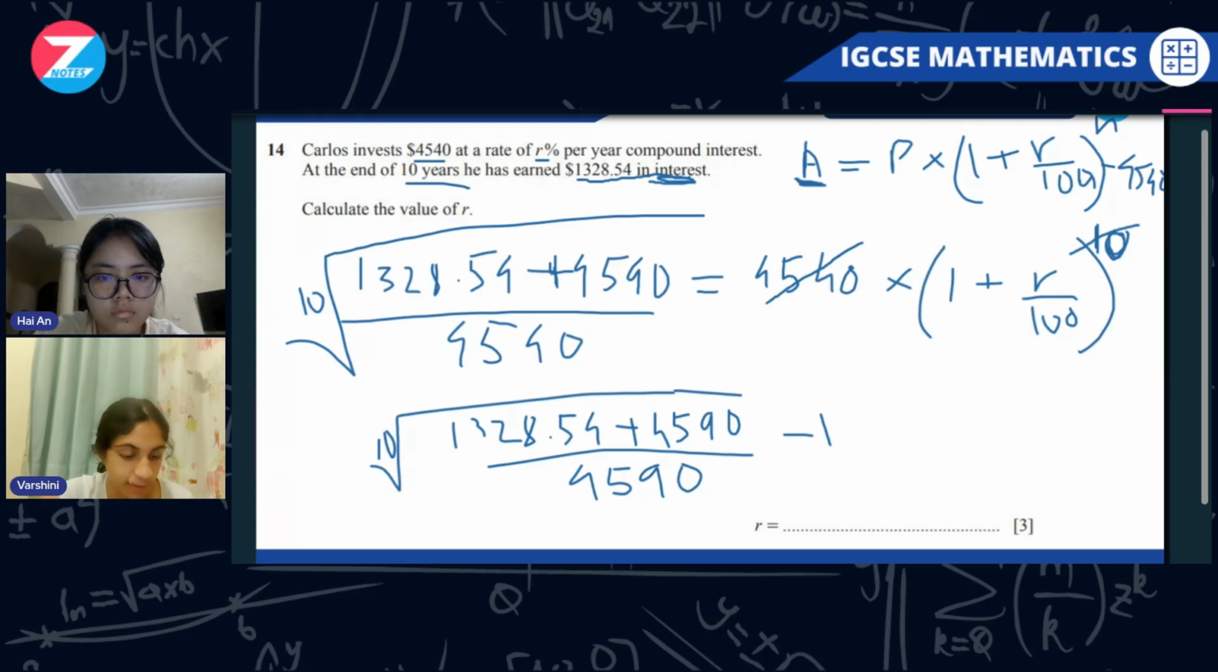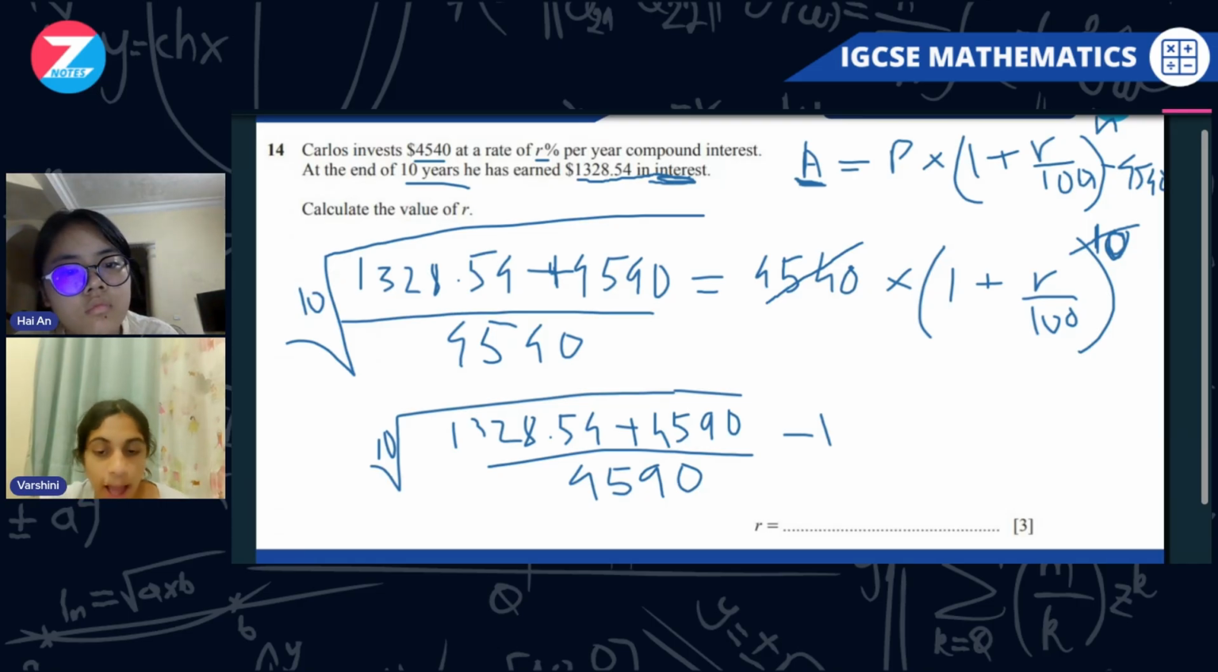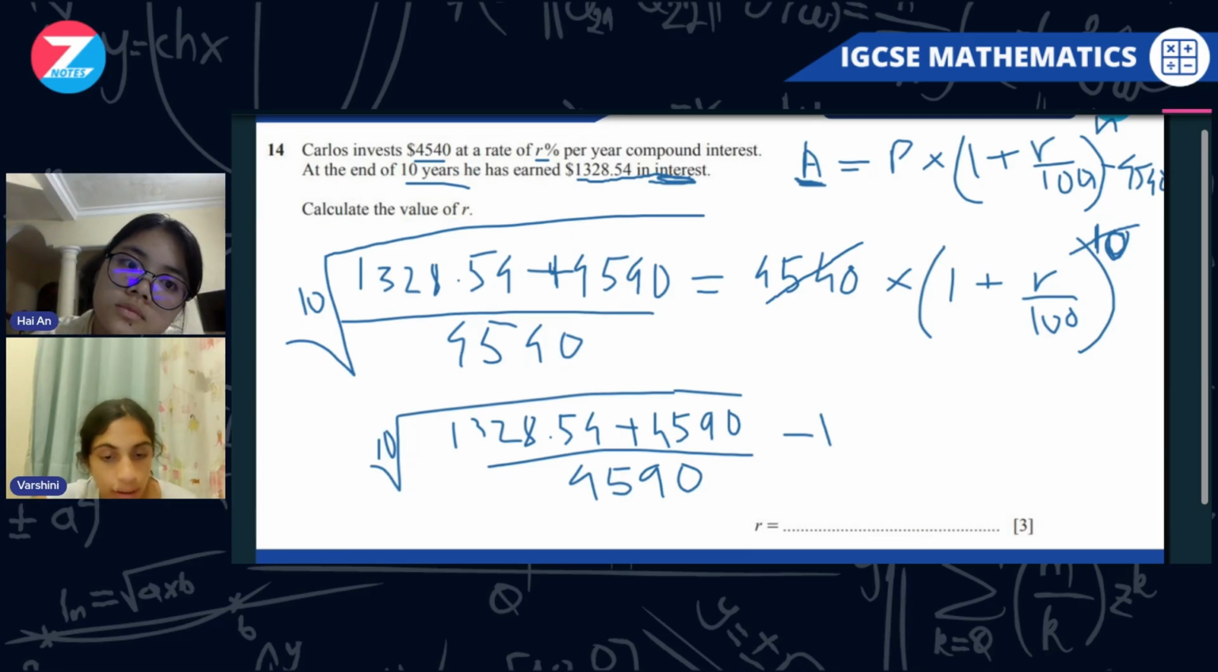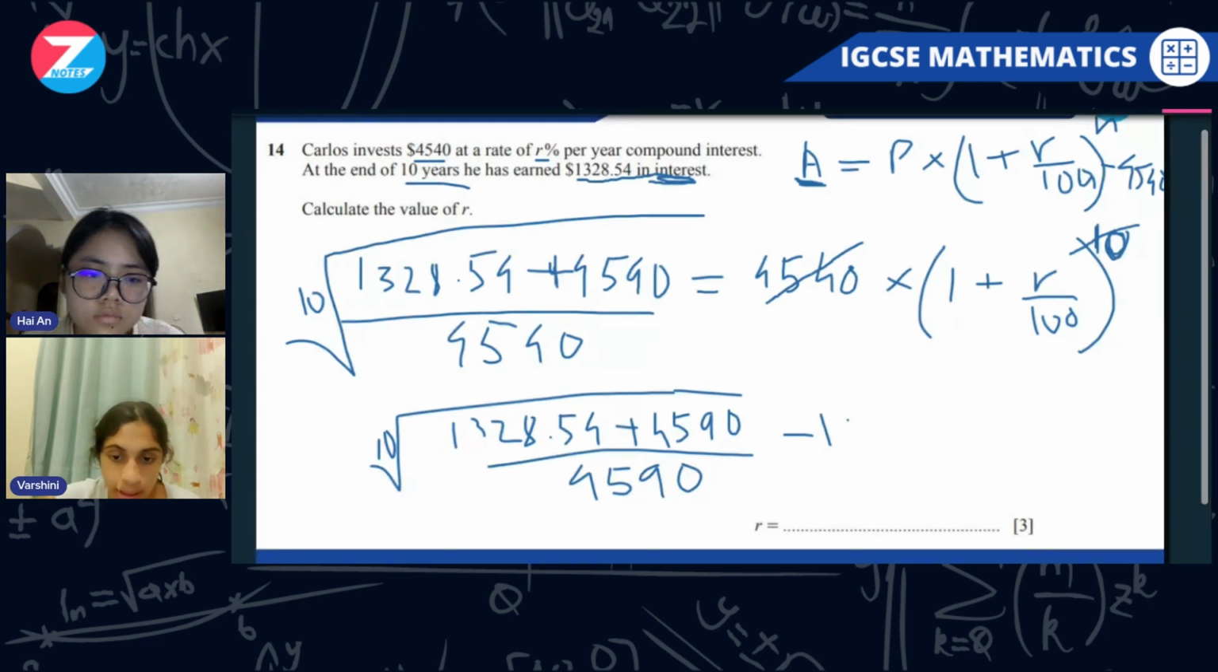Plus 4590 divided by 4590. And you should get some number, 1 point something. And now let's subtract 1, and don't round it off in your calculator, keep the exact value, because every decimal place matters in these types of questions. So now subtract 1 from the value that you got.